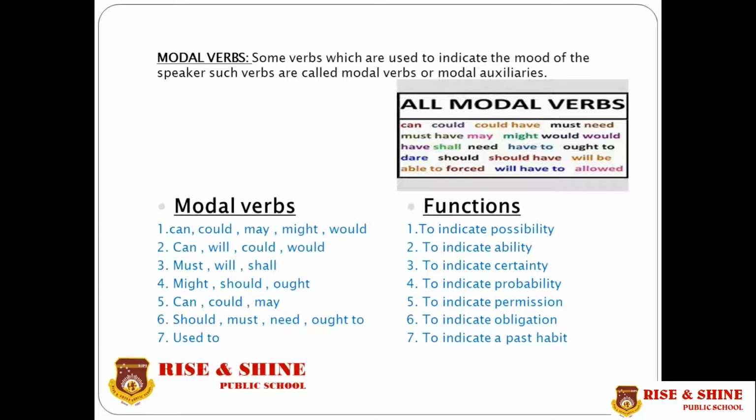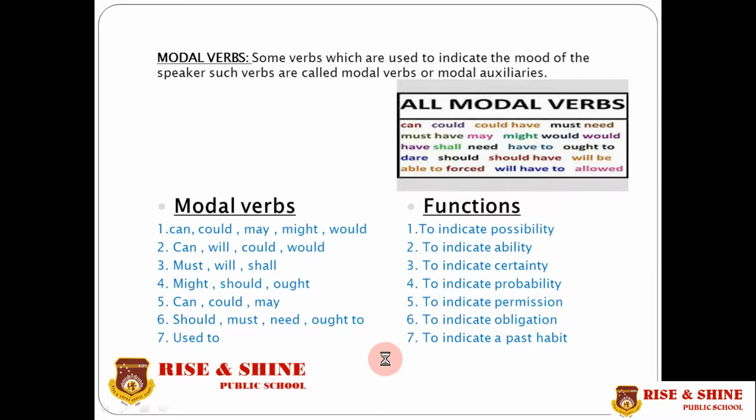The next category is obligation. What is the meaning of obligation? Obligation is an act to which a person is morally or legally bound. Like you can say, "Children ought to respect their parents." The next category is "used to," which indicates a past habit. It shows a repeated past action that does not happen anymore. Just like you say, "I used to read novels on weekends."